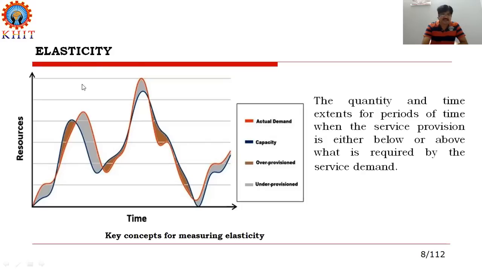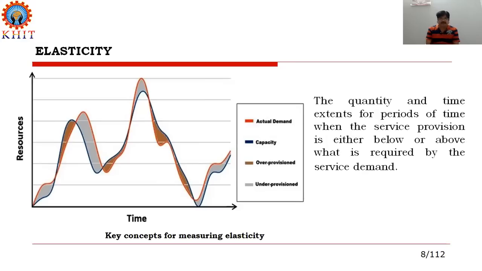That means elasticity is related to the actual demand. What is the present demand in the market? Suppose the present demand is that at a time only 1 lakh members are accessing a particular website. That is considered the actual demand. Capacity: the maximum capacity for hosting the website is 1 lakh only. So if the actual demand and the capacity are equal, then there is no need to scale up and no need to scale down.